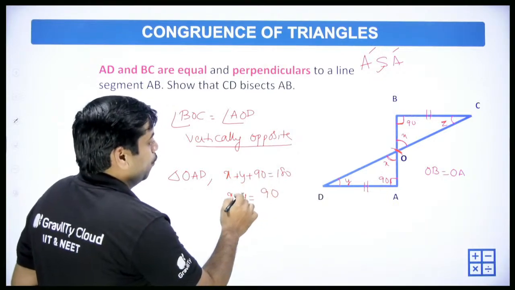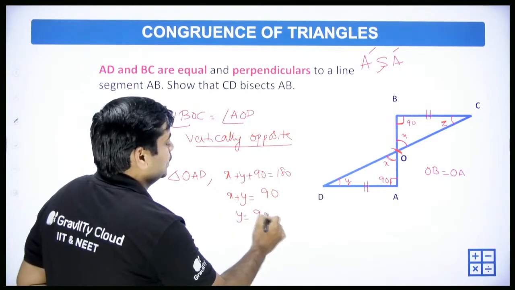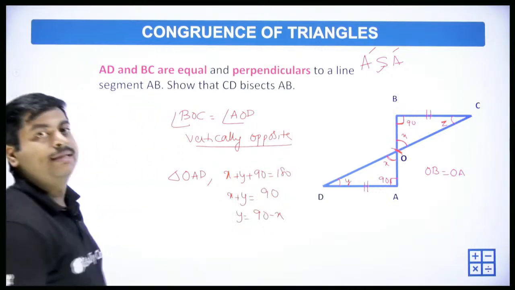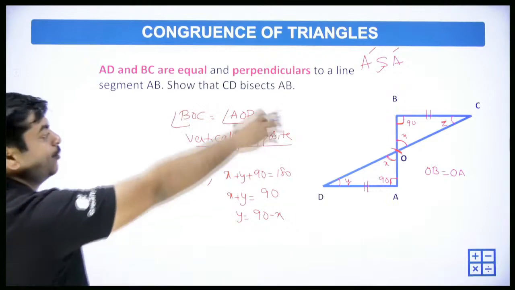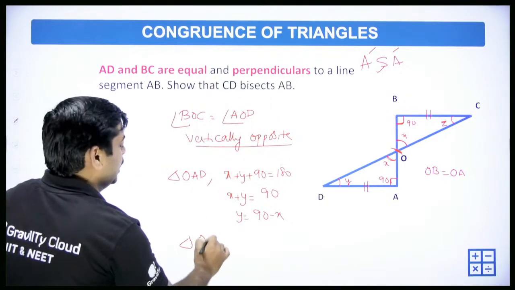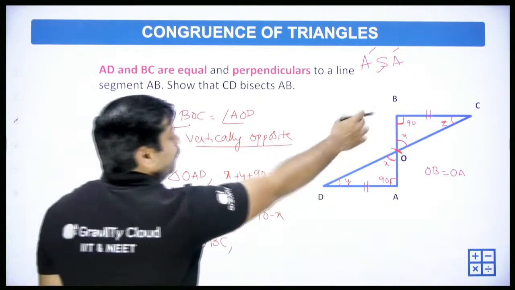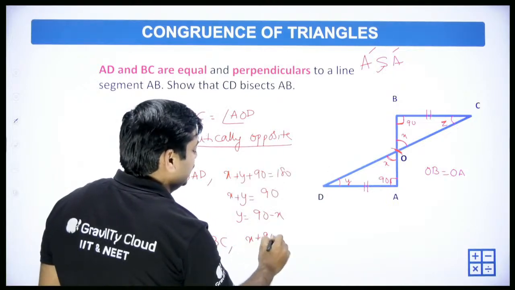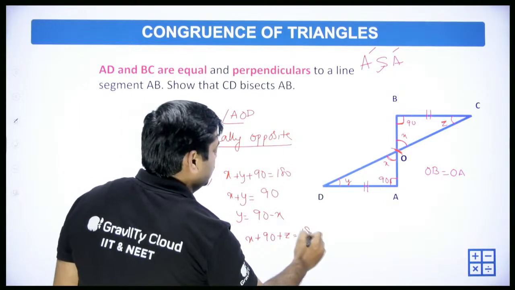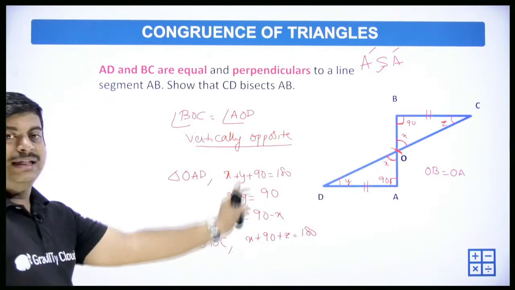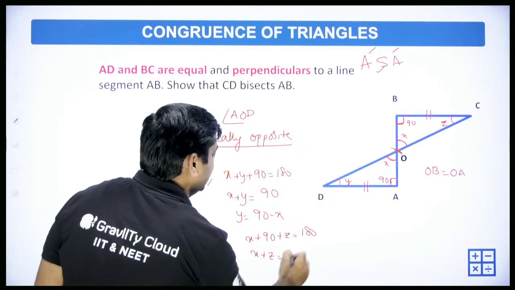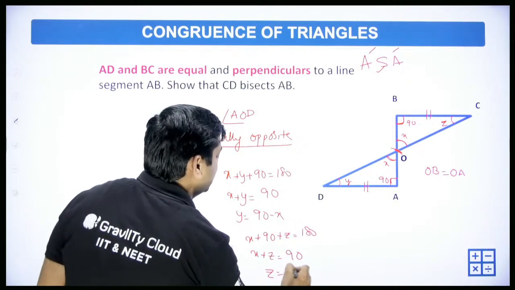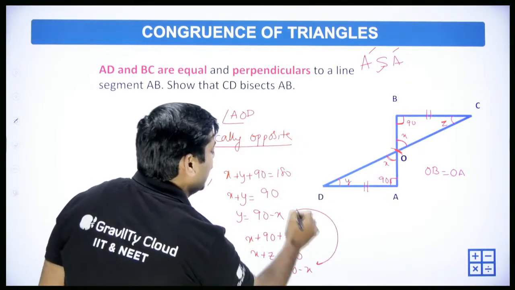So now, what is Y? Y is equal to 90 minus X. In the same way, let's try to relate in triangle OBC. In triangle OBC, X plus 90 plus Z is equal to 180. Take that 90 to the other side. So X plus Z is equal to 180 minus 90, which is 90. So Z is equal to 90 minus X. So these two, Y and Z, are equal.